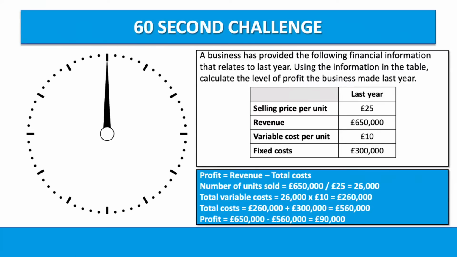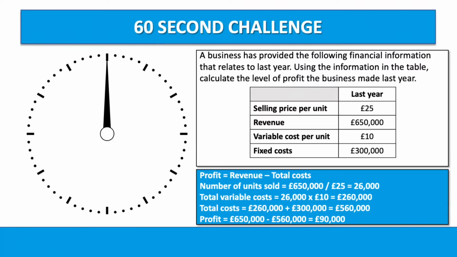We're actually given the revenue, but we need to work out the number of units sold in order that we can work out total variable costs. So the revenue divided by the selling price per unit, 650,000 divided by 25, will give us the number of units sold. We can then multiply that by the variable cost per unit to get the total variable costs.